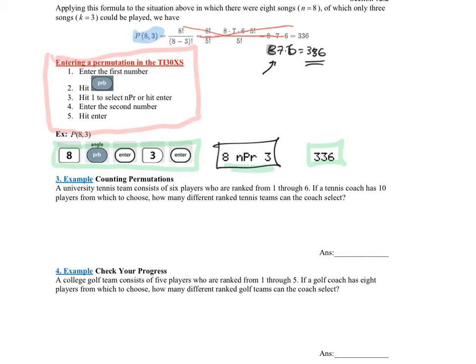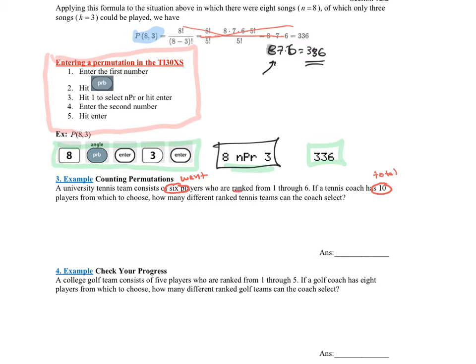Let's read this next example. It says a university tennis team consists of 6 players who are ranked from 1 through 6. If a tennis coach has 10 players from which to choose, how many different ranked tennis teams can a coach select? So I want to break this down, kind of like we did the previous problems in a previous chapter. What does each of these numbers stand for? So this number 10 right here, this is the total number of players that they have. This number 6 players, that's how many that he wants to play, or she.